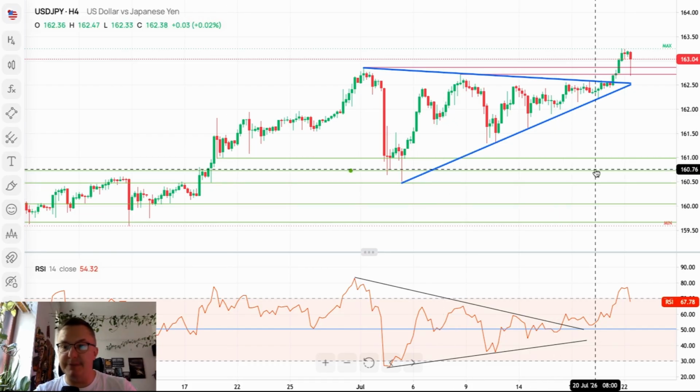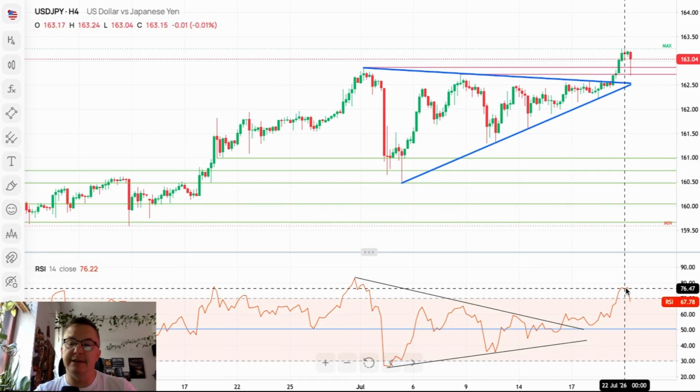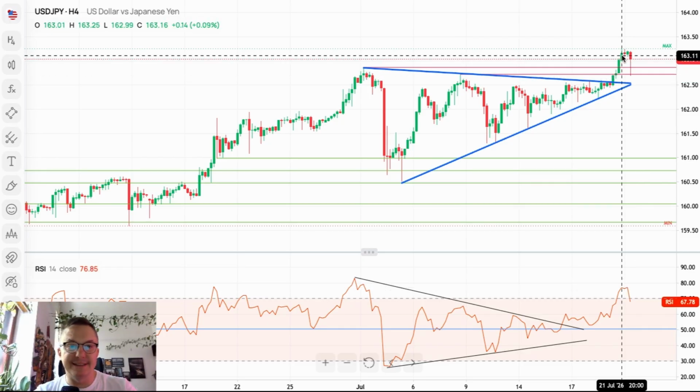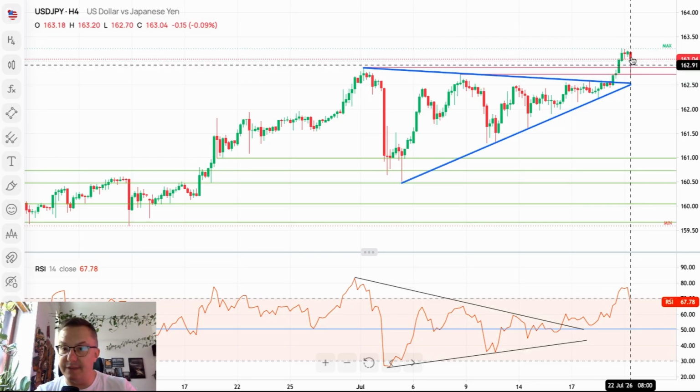US dollar versus the Japanese yen. Big breakout to the upside. Finally, the breakout towards extremely overbought conditions for our time frame chart of the RSI. And the local high 162.25. Now we are testing the support.